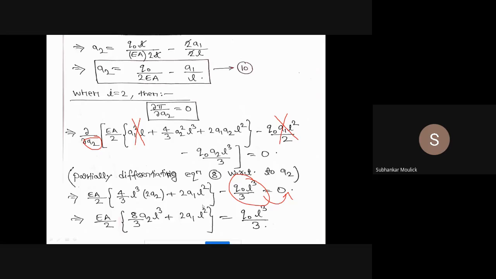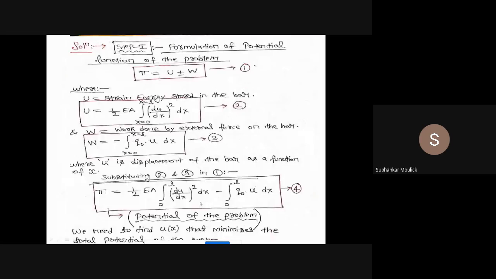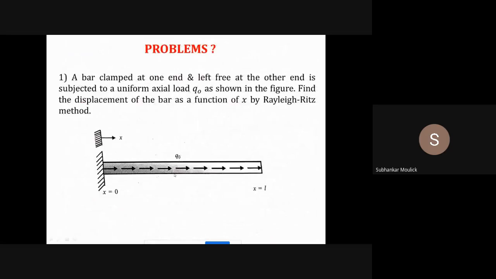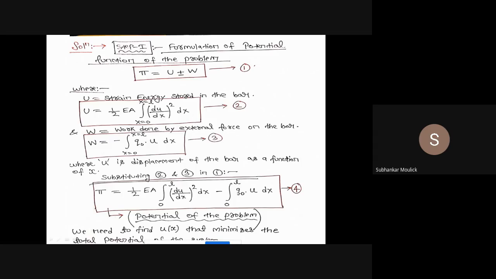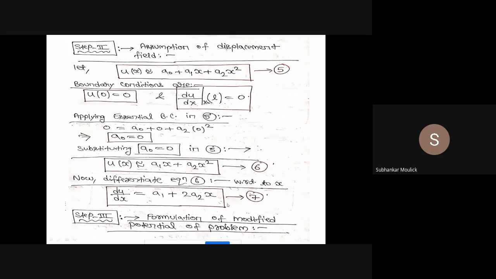So what I need to find out is the displacement of this bar as a function of x by this method. So I got the values of A1 and A2. This is the assumed displacement field of the bar, that is A1 x plus A2 x square. I got the value of A1, I got the value of A2. Substitute the values of A1 and A2 in equation number 6.